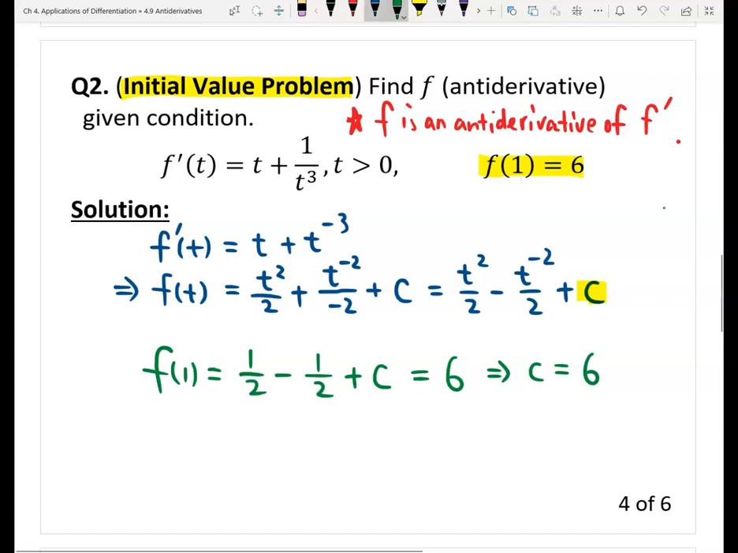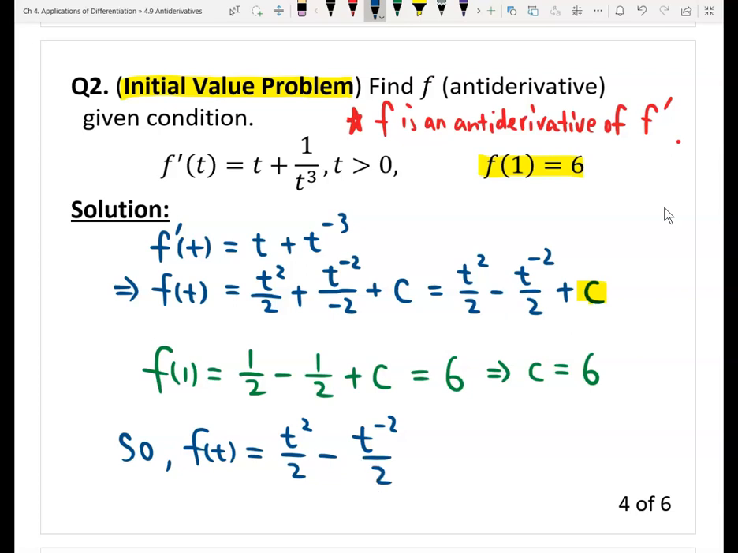Now what do we conclude? We have a specific solution, or antiderivative, which means f of t equals t squared over 2 minus t raised to the negative 2 power over 2 plus c, and c this time is 6. Can you see? This is one exact function. We resolved this initial value problem. Okay, now let's practice one more question.